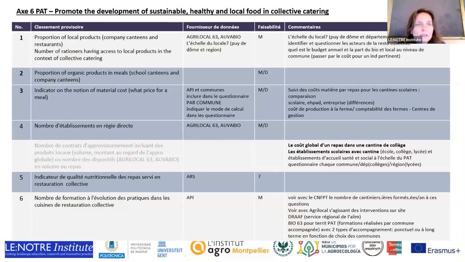And the last axis was promoting the development of a stable health in local food and collective catering, like public procurement, which meets a lot of consensus. The main indicators were the proportion of local products, the proportion of organic products in school meals, and what price for a meal, and that was a base of discussion. So enhancing the budget for public procurement is also a discussion. Eliminating the criteria of the lowest price is also a discussion.